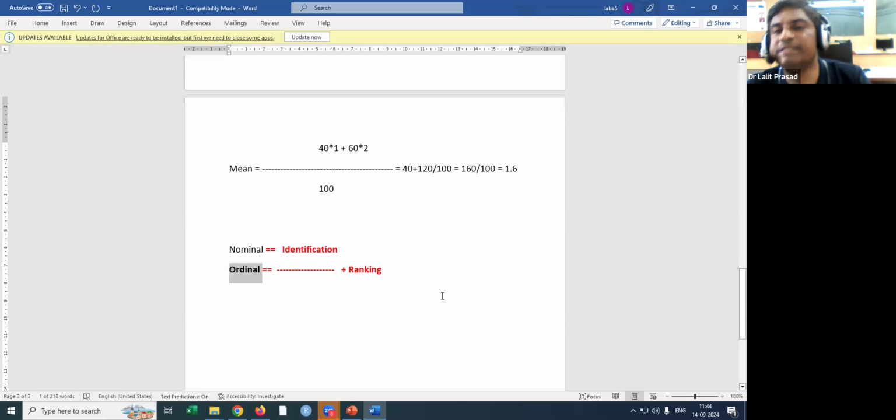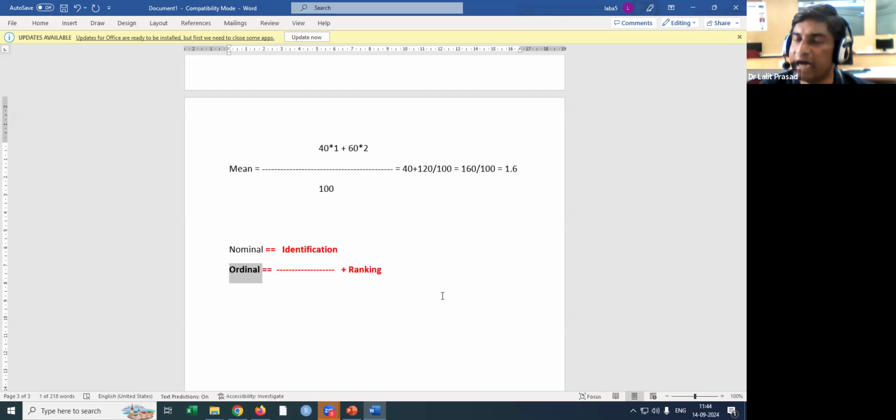Means you can say which is greater than or less than. So if I give you five Bollywood actors and actresses, and then ask you to rank them in terms of their beauty, you can say the most beautiful is number one, then second, then third, then fourth. As per your opinion, whatever your consideration, you will rank all these things.